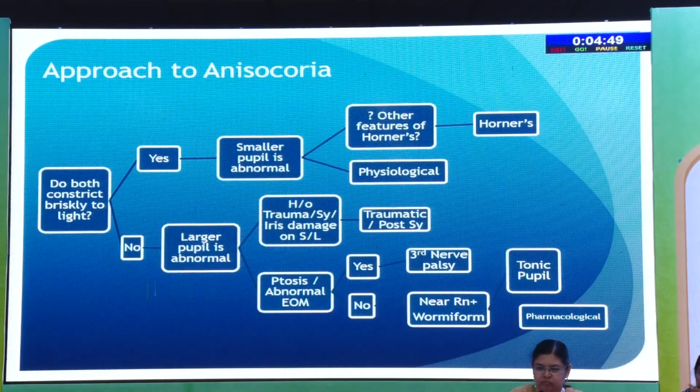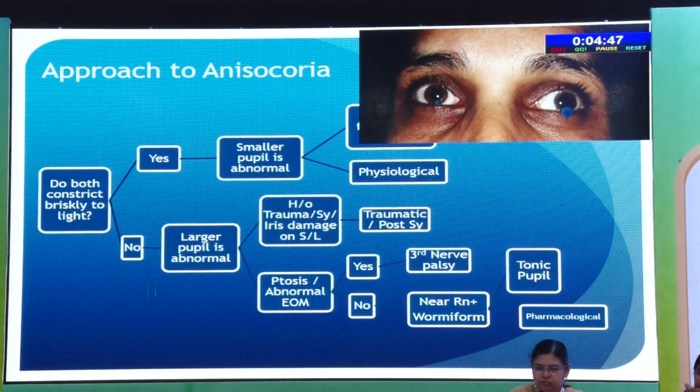But the usual one that I use is this one. So first, let's see the reaction, and you can see if both pupils are reacting. For example, this lady, 41 years old, presented with a headache, and you can see the anisocoria: the left pupil is larger.